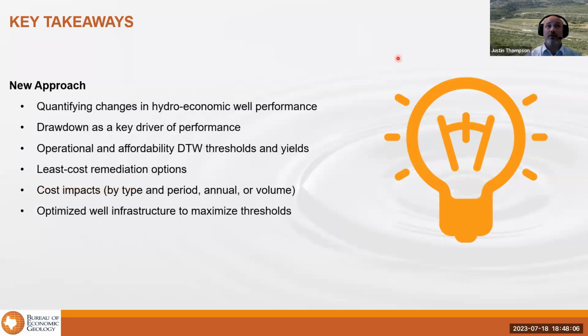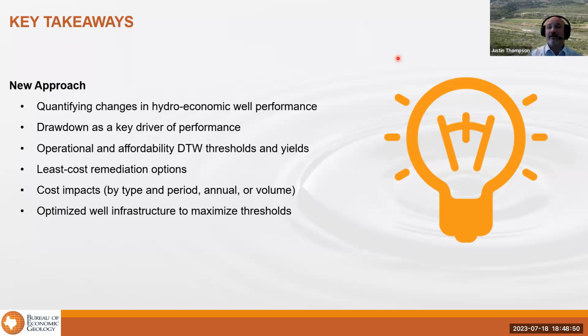So we've developed a new approach that analytically quantifies changes in hydroeconomic well performance with changes in depth to water, with those water levels. We use drawdown as a key driver of hydroeconomic well performance. The model provides operational and affordability depth to water thresholds and potentially yields if you want to use it that way. It can tell you least cost remediation options where operational failures do occur, and it can tell you cost impacts, both by type, lifting costs, pump equipment, et cetera. And it can tell you that by planning period, annually, or by volume, like per acre foot.